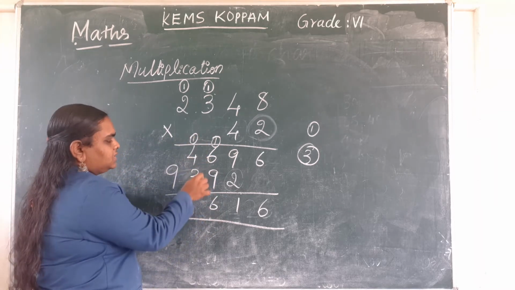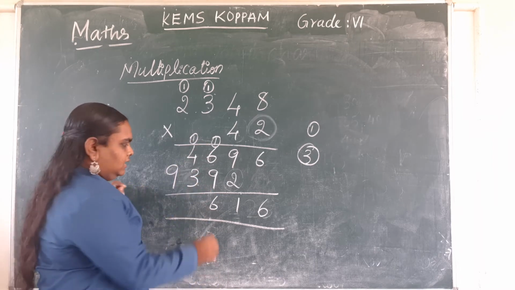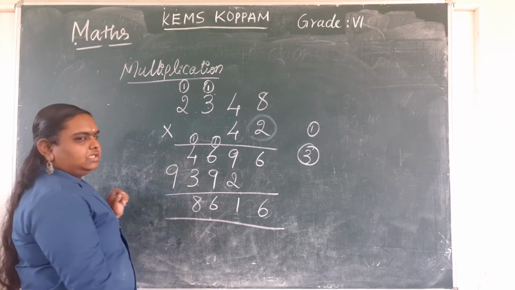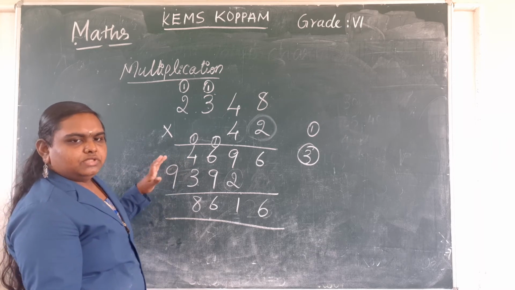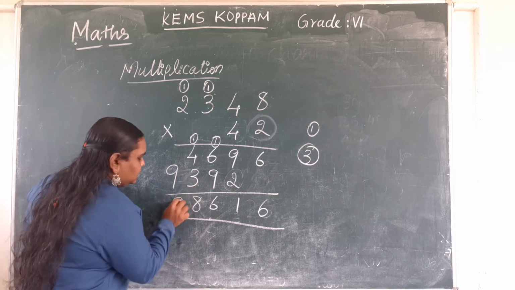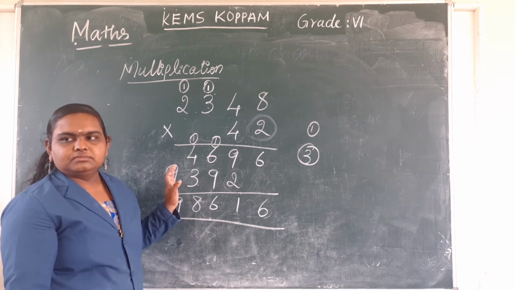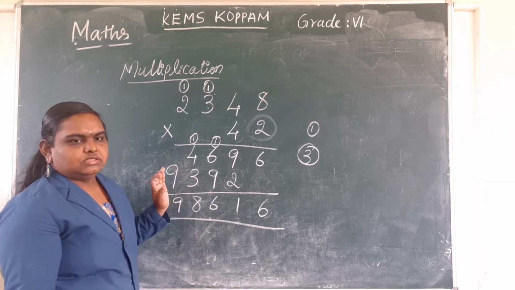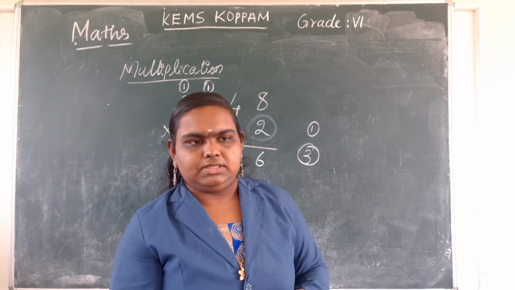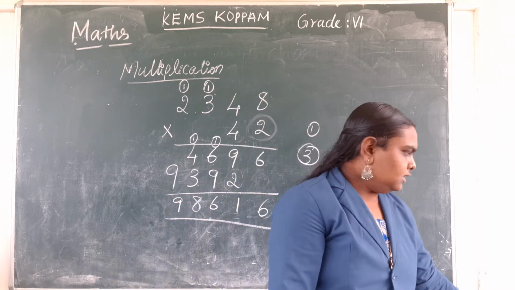Okay. Now 4 plus 3? 7. 7 plus 1? 8. So we have to write 8. Then there is no other number above the number 9, isn't it? Yes. So we can just write the number 9. Is it clear for everyone? Yes. So you all have learned to multiply the numbers. Is it clear? Yes. Okay.